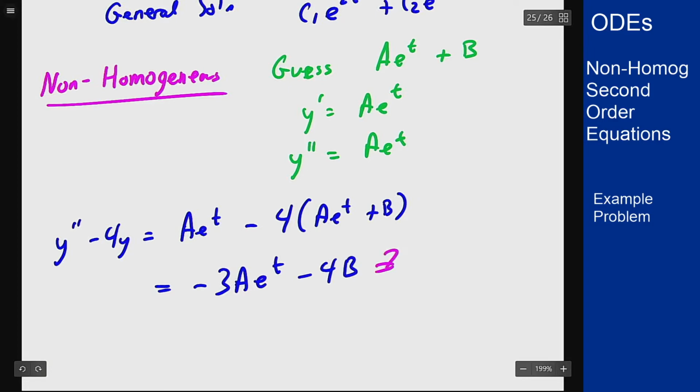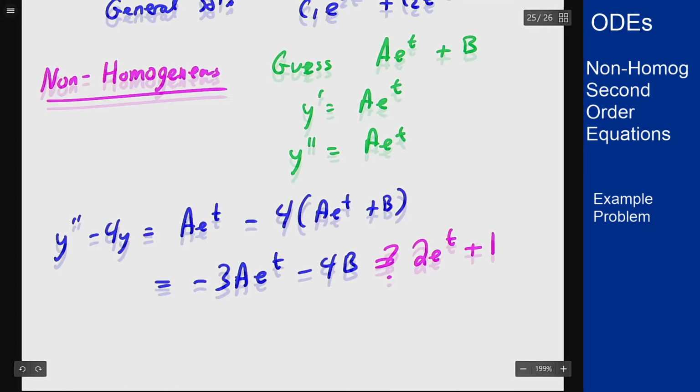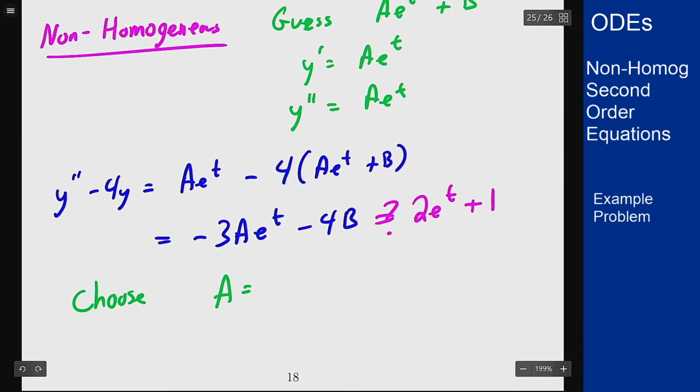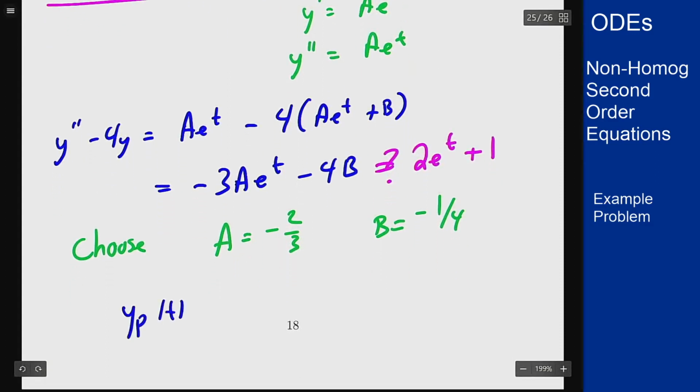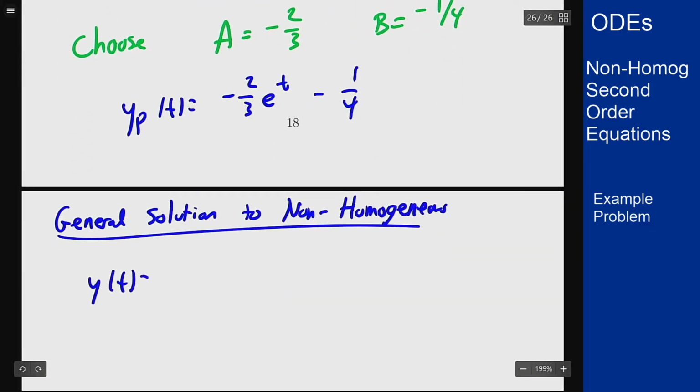And I want this to match 2 e to the t plus 1. So to make that happen, I need to choose a to be negative 2/3 and b to be minus 1/4. This means that yp will be negative 2/3 e to the t minus 1/4. And so therefore my full general solution will be y of t is negative 2/3 e to the t minus 1/4, and then plus c1 e to the 2t plus c2 e to the minus 2t.